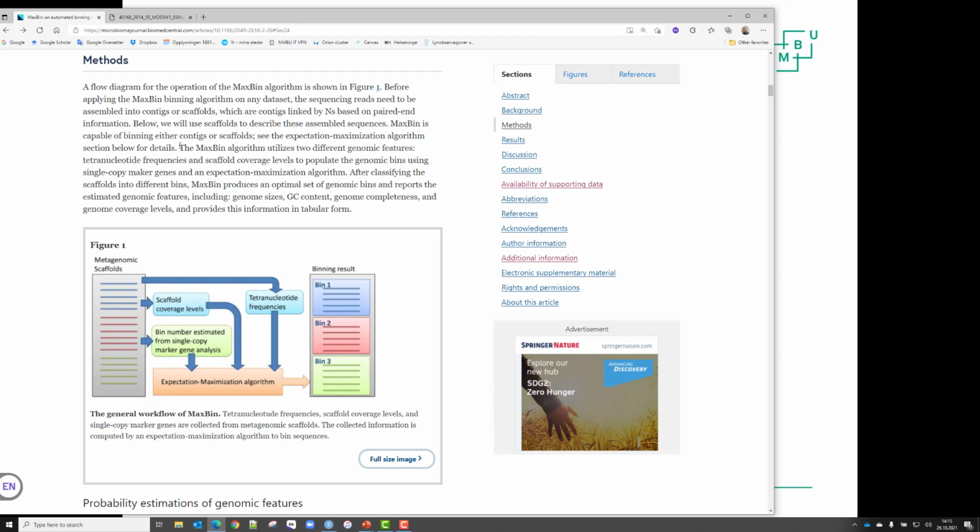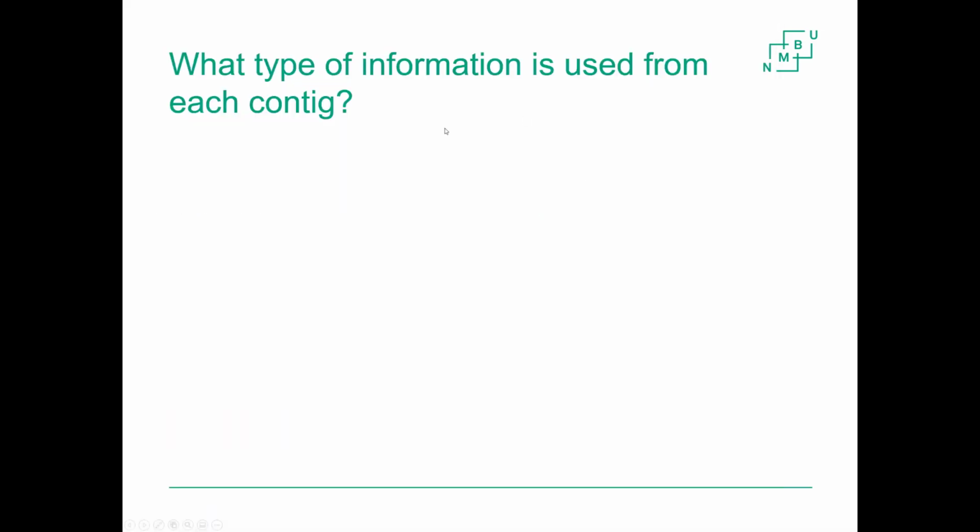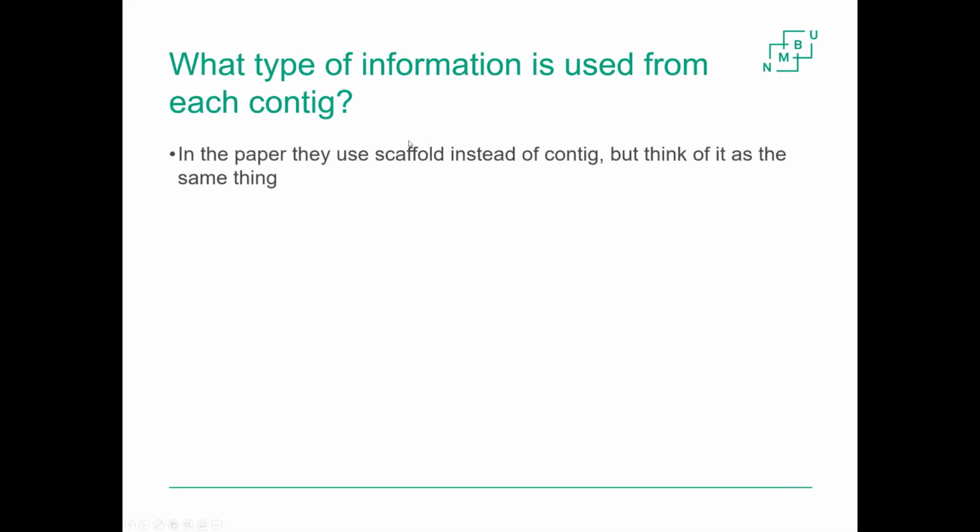it says the MaxBin algorithm utilizes two different genomic features: first, tetranucleotide frequencies, and second, scaffold coverage levels. So these are the two pieces of information that are used here. And what does it actually mean? First of all, they talk about scaffolds in this paper.